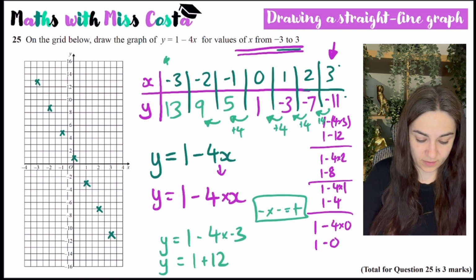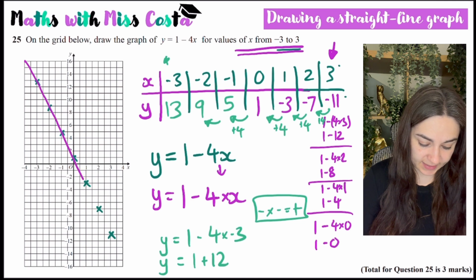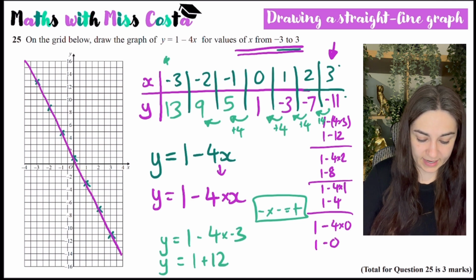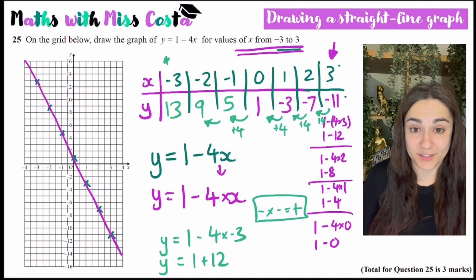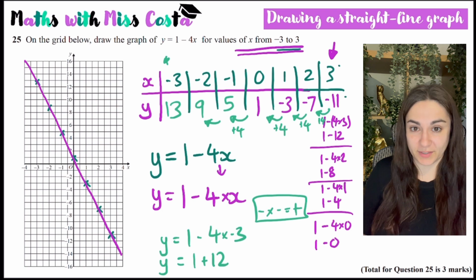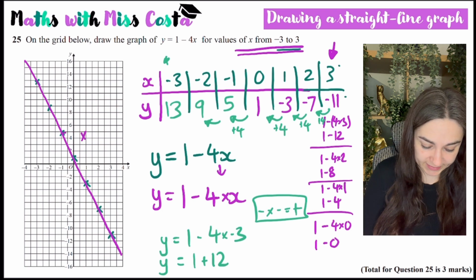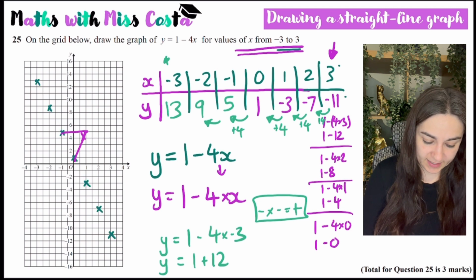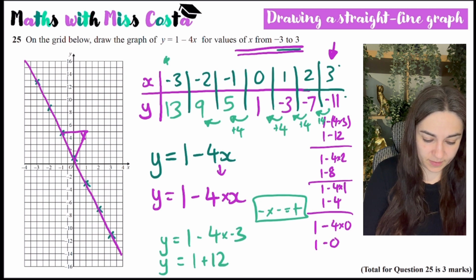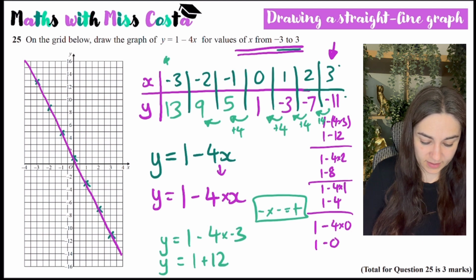And I just connect this with a ruler and it forms a straight line. If it does not form a straight line, you've done something wrong. So for instance, if you had a point in there and your line went like that, you'd think to yourself, okay, clearly there's something wrong with that part, and you just try and rectify it.